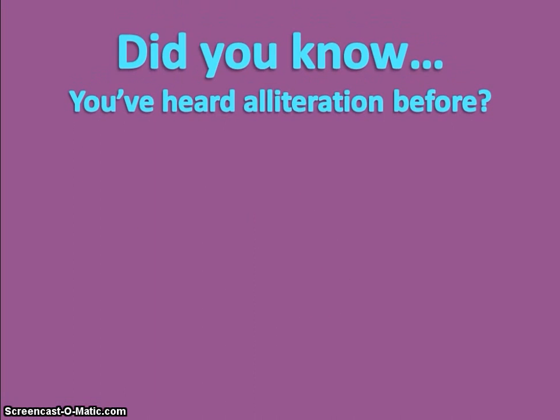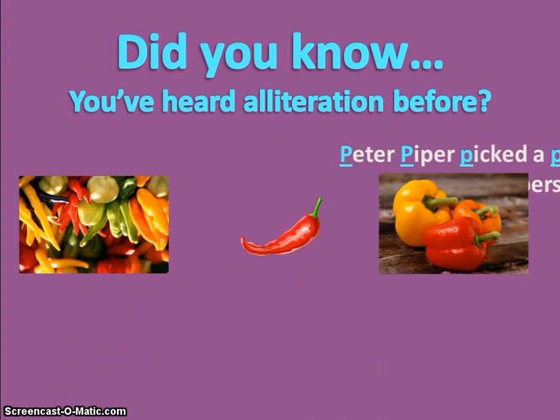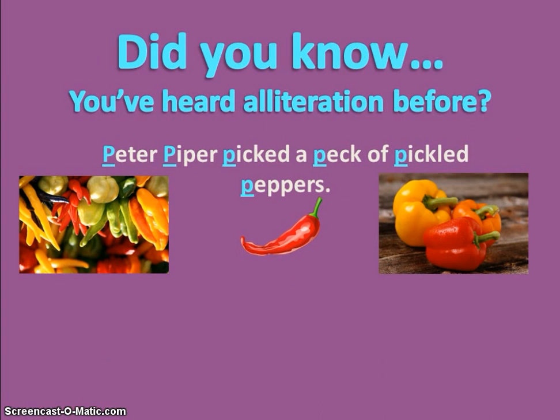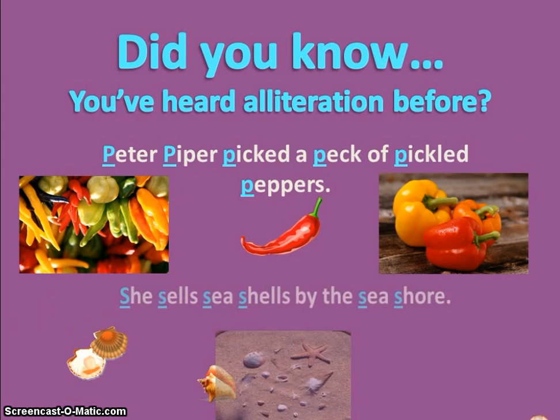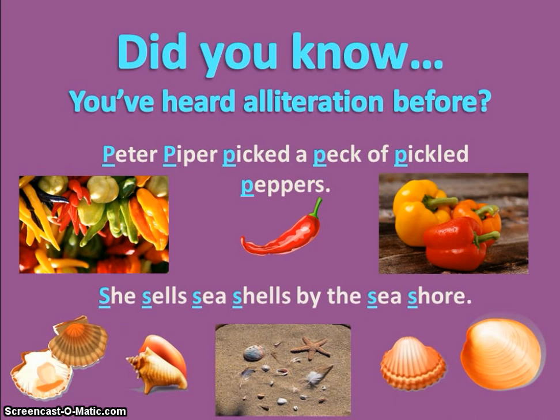Did you know you've heard alliteration before? Most of you have probably heard alliteration and did not know you were hearing it. Have you ever heard the tongue twister, Peter Piper picked a peck of pickled peppers? Or, she sells seashells by the seashore? Both of these are using alliteration because they are repeating the consonant sounds P and S.